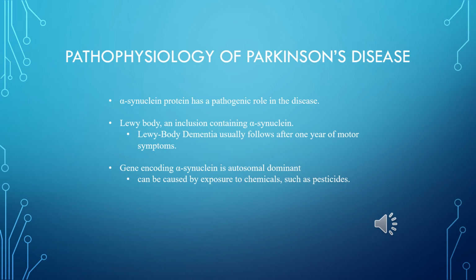Concerning the pathophysiology of Parkinson's, the alpha-synuclein protein accumulation is what causes the disease and causes the impaired autophagy with this disease. And the gene encoding the alpha-synuclein protein is autosomal dominant, so it is hereditary, but you can also see Parkinson's caused by things such as exposure to chemicals, which cause derivatives that cause Parkinson's-like symptoms in patients.